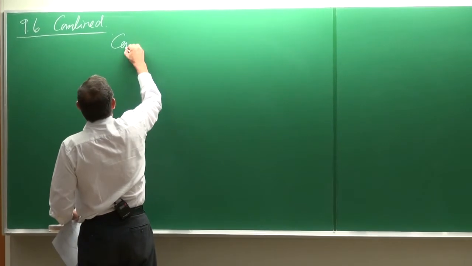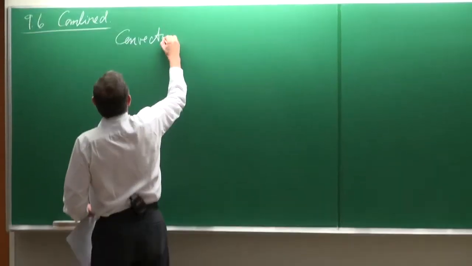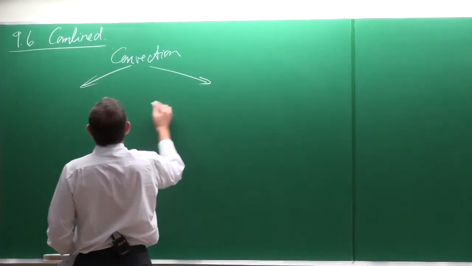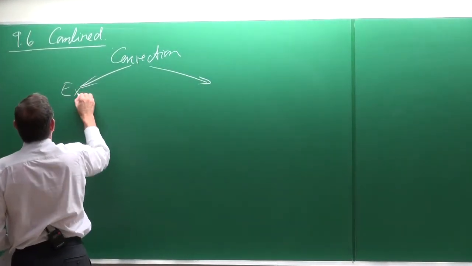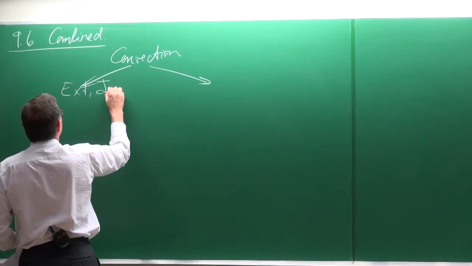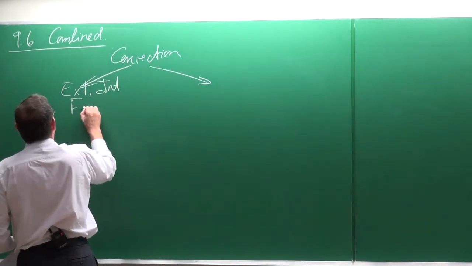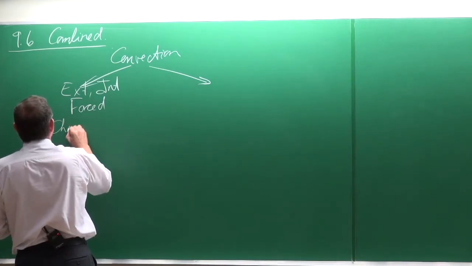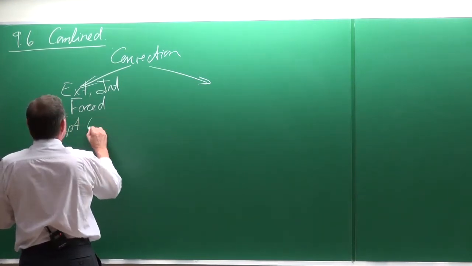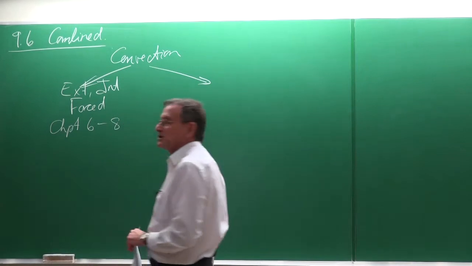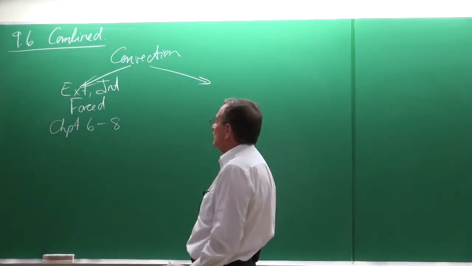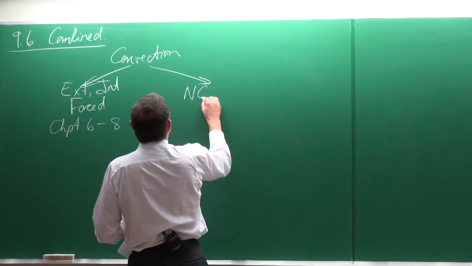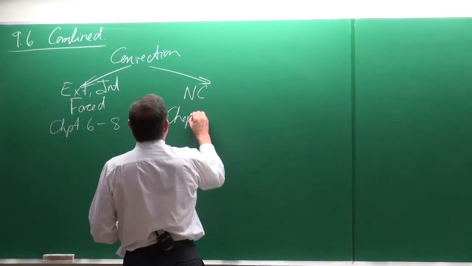As a general statement, if we think of convection, up to now we have done external convection and internal convection, but all of them were forced convection, and we've covered those in chapters 6 to 8. Chapter 6 was the fundamentals of convection. Natural convection is now here in chapter 9.